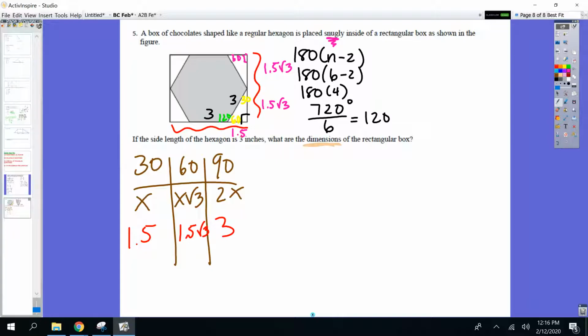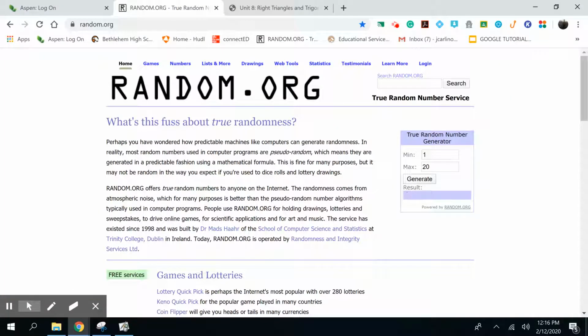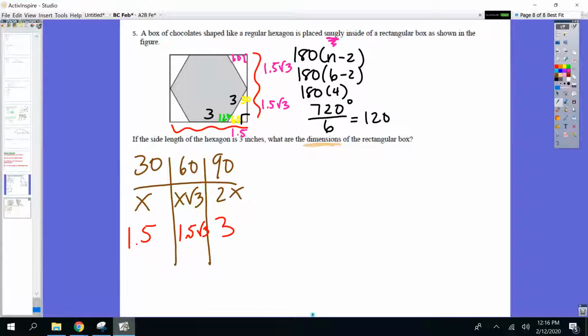Can you add those two together and let me know what one dimension is? 1.5 radical 3 plus another 1.5 radical 3. 2? Darn right, boss. 3 radical 3. All right, what about the bottom part now? What's this part going to be?